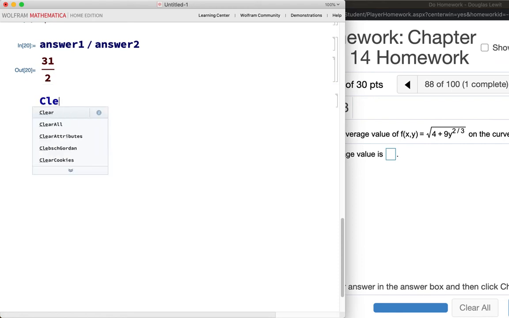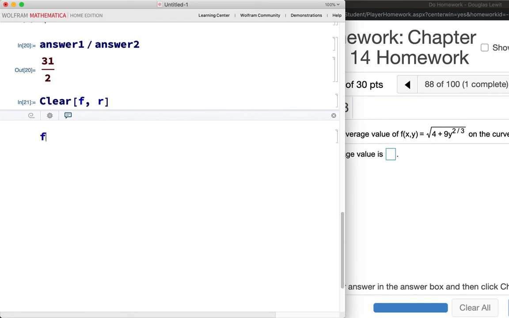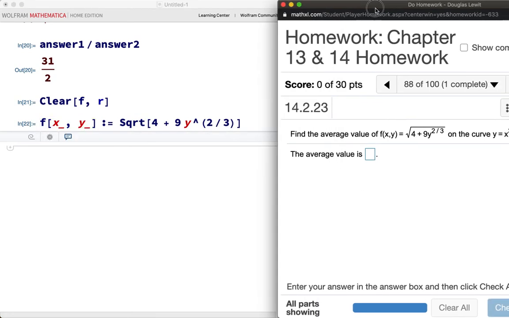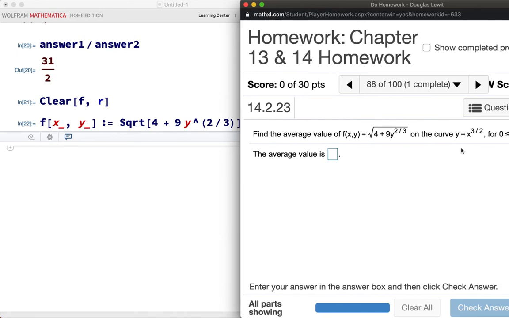First I'm going to clear my definitions of f and r to avoid any possible conflicts. So f of x and y is equal to the square root of 4 plus 9 times y to the power of 2/3. Shift enter. Now here's the tricky part. We need to find a parametric representation of this curve. It's really not hard, guys. Here's the way to do that.